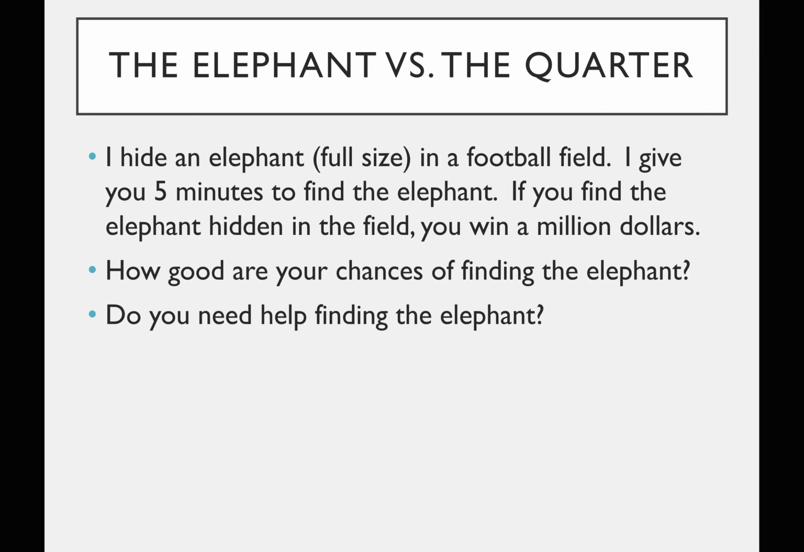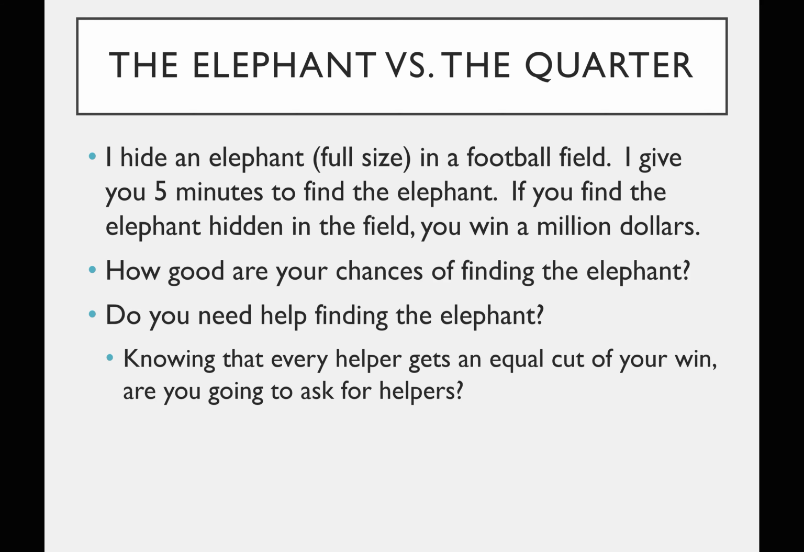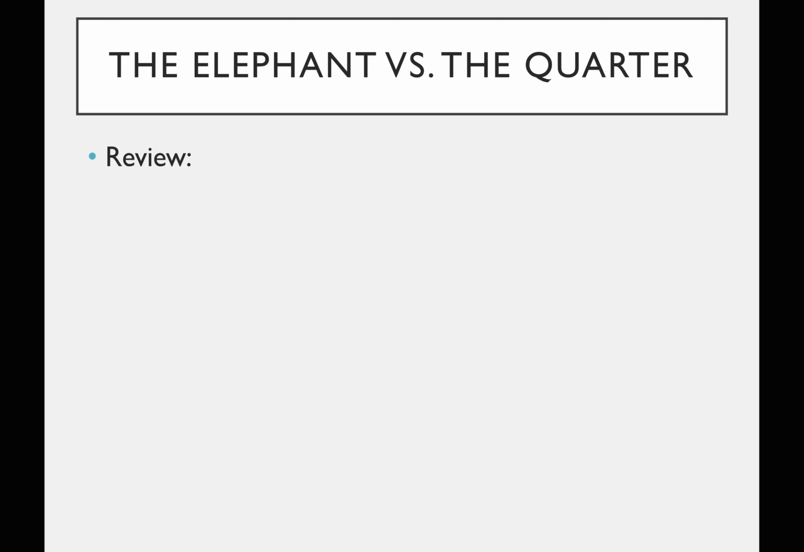You think you need help finding the elephant? Knowing that everyone you get to help you is going to get an equal share? I'm guessing most people are like, no way. I can see that elephant. I'm getting the $1 million, right? It's a huge elephant. You're going to see it in a football field. You don't need a lot of people to help you. So this is really kind of illustrating power. How likely are you to find that thing that's hidden somewhere in the field, right?